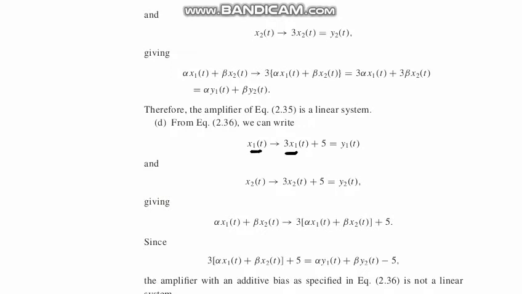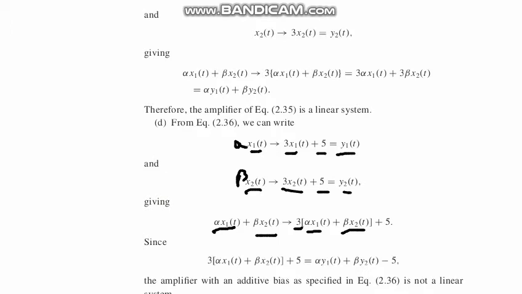The fourth example we can write is the additive property, that is, an amplifier with additive voltage. So x1(t) gives 3x1(t) plus 5, which is y1(t), and x2(t) gives 3x2(t) plus 5, which is y2(t). Just put alpha here and beta here to calculate it. After doing this, that will be 5 alpha and 5 beta. So take the common 3: alpha x1(t) plus beta x2(t), plus 5.